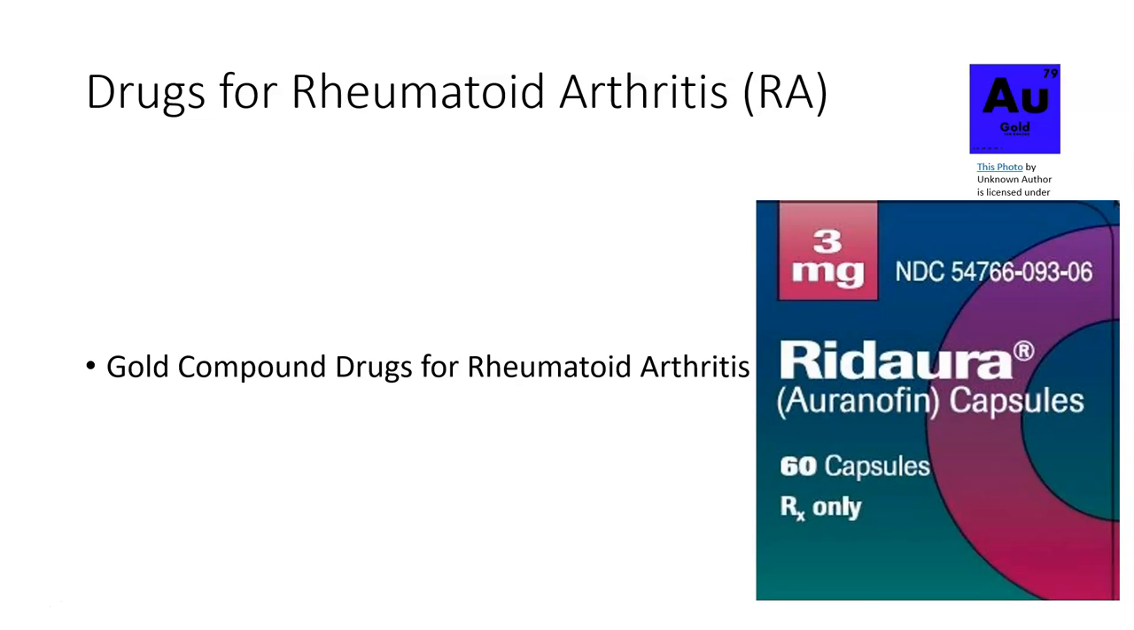Now, this is oral, but there are formulations that are also injectable. And what they do is they affect the immune response. They inhibit the macrophages, which is a type of white blood cell that has a key role in the inflammatory response. So it stops those macrophages from coming in and invading and attacking those joints. So gold compounds for rheumatoid arthritis. So technically this is a DMARD as well, because it's for rheumatoid arthritis.